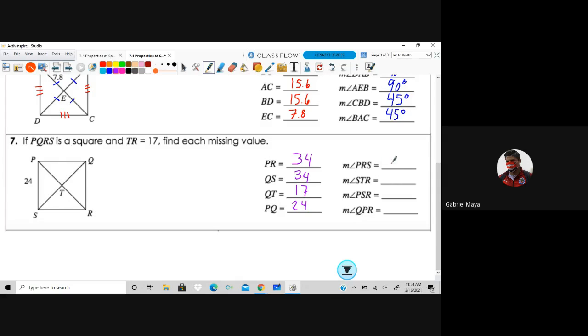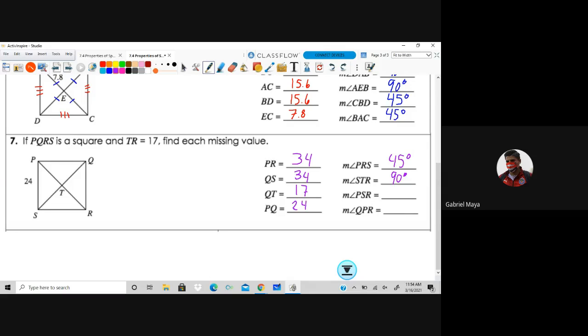All right, what about angle PRS? That's this one right here. 45, yes, good job, Michael. 45 degrees. What about STR? 90 degrees, yes. Why? Because it's where you have the diagonals crossing. Diagonals are perpendicular, so those angles formed by the crossing of the diagonals will be 90 degrees.